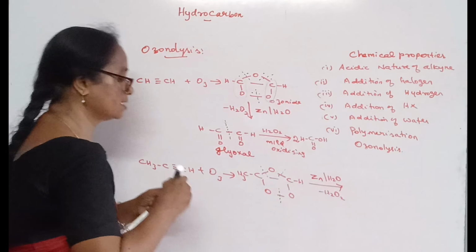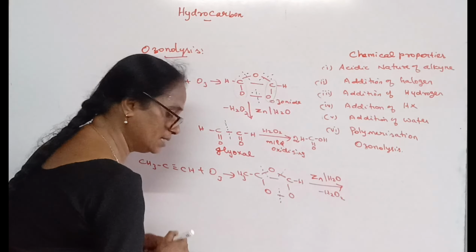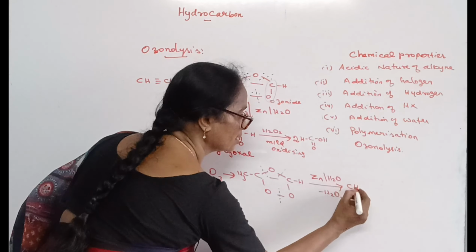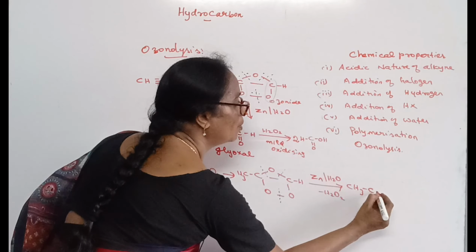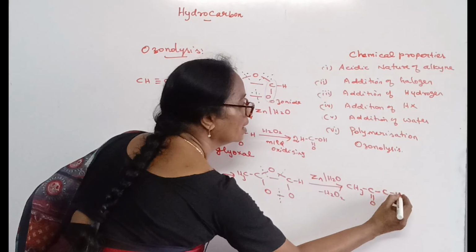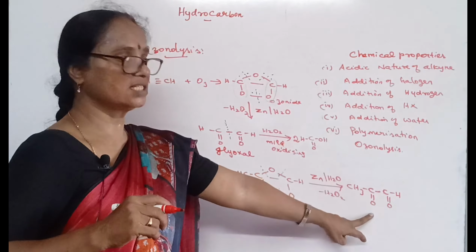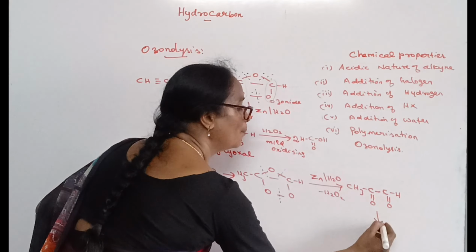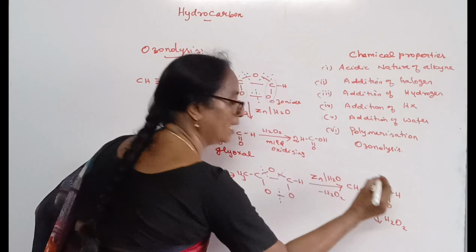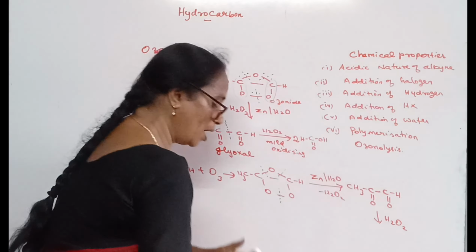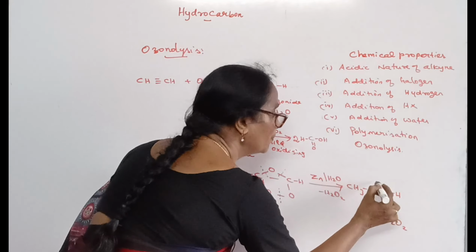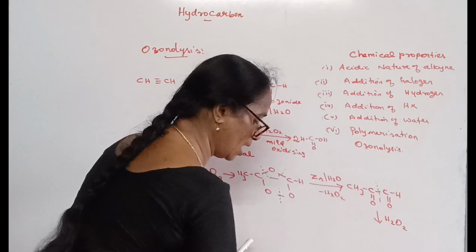So that makes the compound CH3, C double bond O, CH double bond O. So a dicarbonyl compound is formed. This one, upon oxidation by hydrogen peroxide, gets broken at the carbon-carbon single bond.